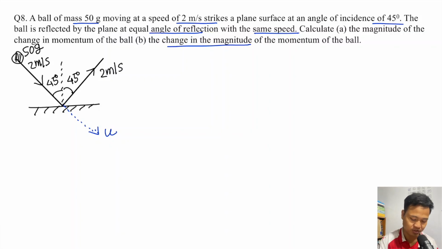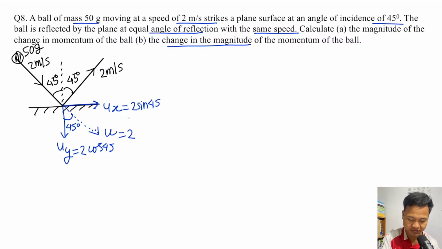The initial path, we are going to split this along y and x, the uy and ux components. The angle is 45 degrees. So uy is 2 cos 45 and ux is 2 sin 45. Sin 45 is 1 by root 2, so you will have here root 2 meter per second. Same here, 2 by root 2 is root 2 meter per second. Both ux and uy are root 2.